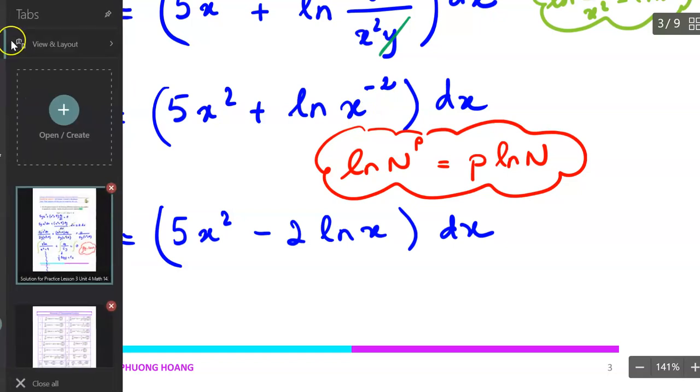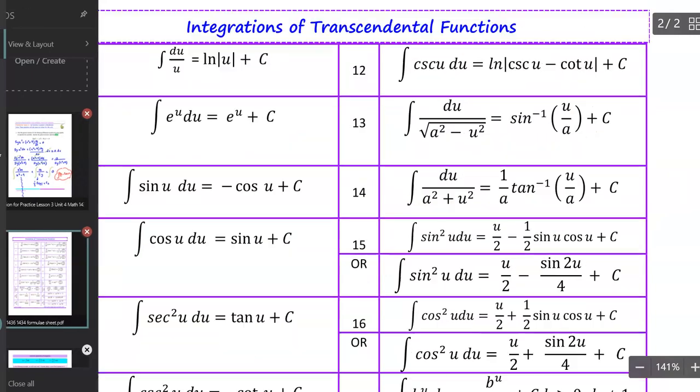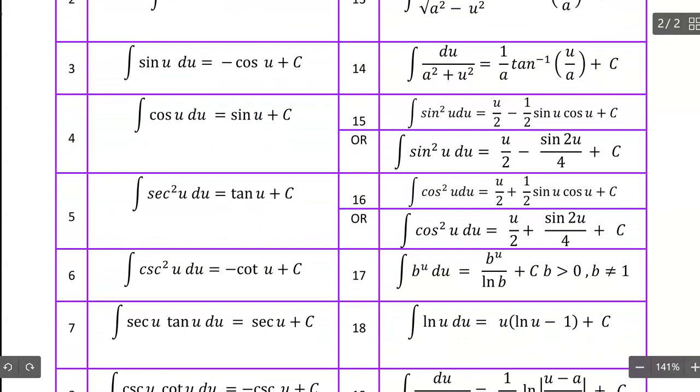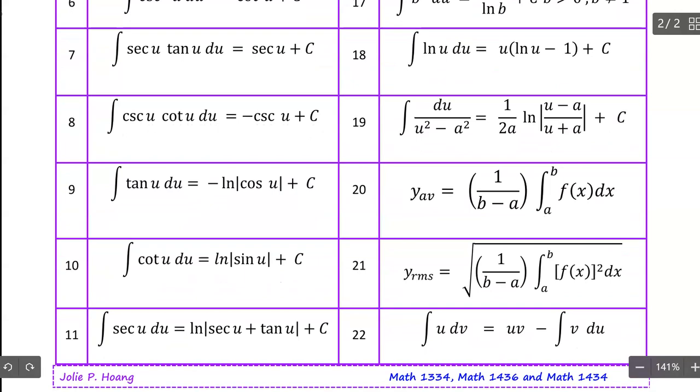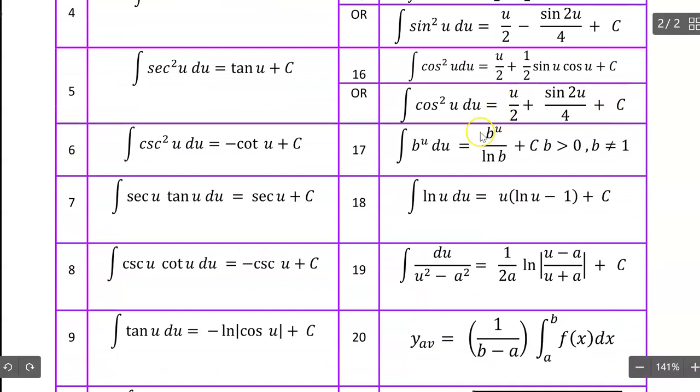So if you go to this formula sheet, you can see that we are trying to find the integral of ln. Okay, so we'll go up and down. I see here the integral of ln, but I don't have the integral of ln to a certain exponent. So I might as well apply that property of logarithm in order to simplify my integrand. I do that before I make that into an integrand, right? Then I can use formula number 18.